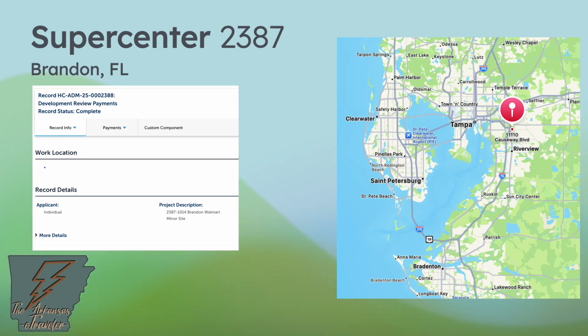Next, in Brandon, Florida, still on the east side of Tampa Bay, at Supercenter 2387, again, a vague permit application, but there is enough information here that we can deduce based on some correspondence and some contact communication information found within the permit itself that we're fairly confident these will be Walmart Energy EV charging stations.